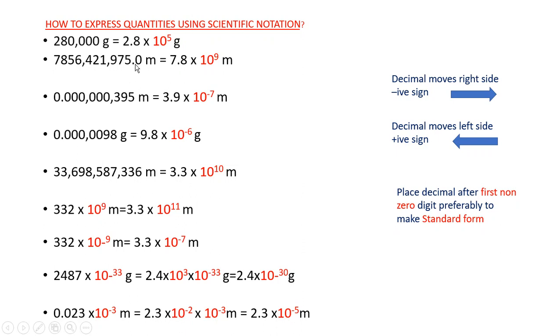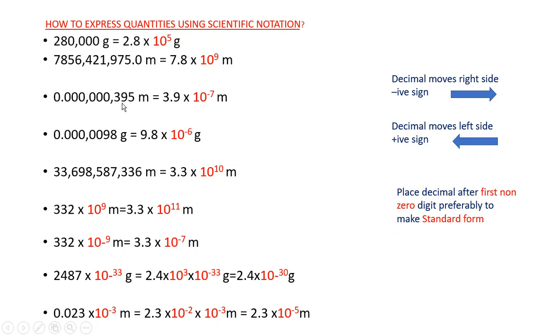As the decimal is moving towards the left side, we are putting a positive sign here. When the decimal moves towards the left side, the power has a positive sign. Now here the decimal will move towards the right side.